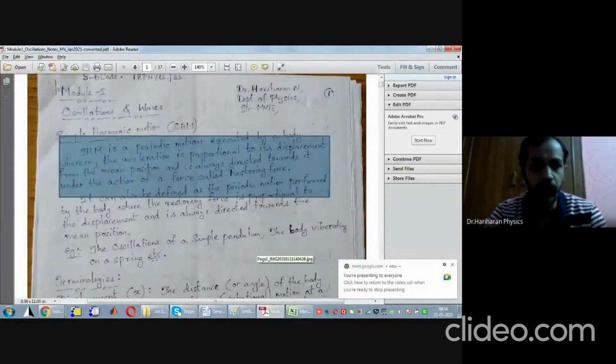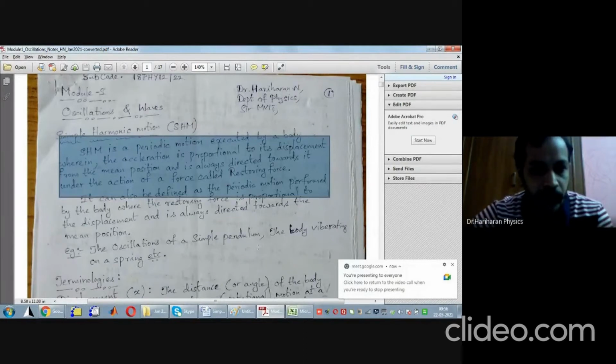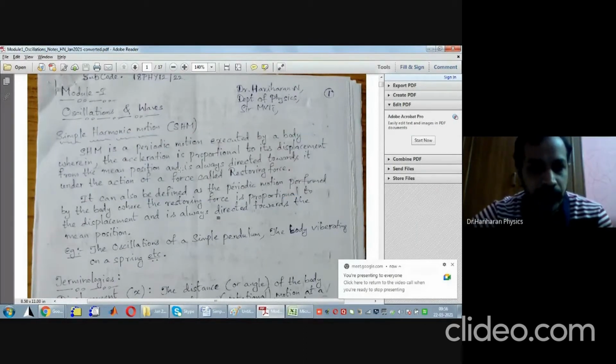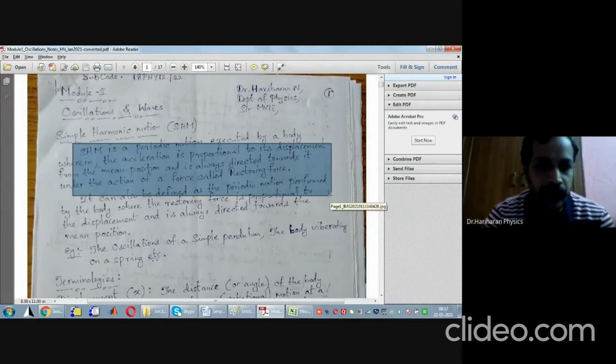Okay, I'll define what is simple harmonic motion. So simple harmonic motion is a periodic motion executed by a body where the acceleration is proportional to its displacement from the mean position and is always directed towards the mean position, and the force that acts, we call it as what? Restoring force.